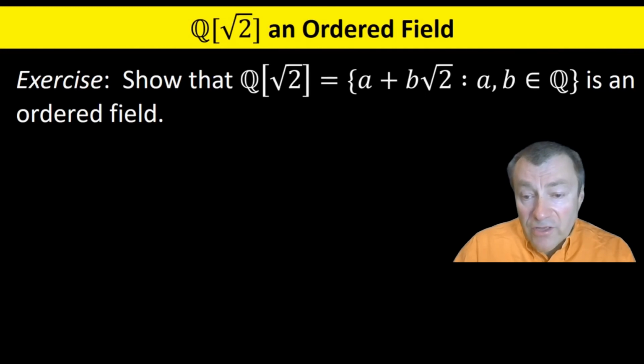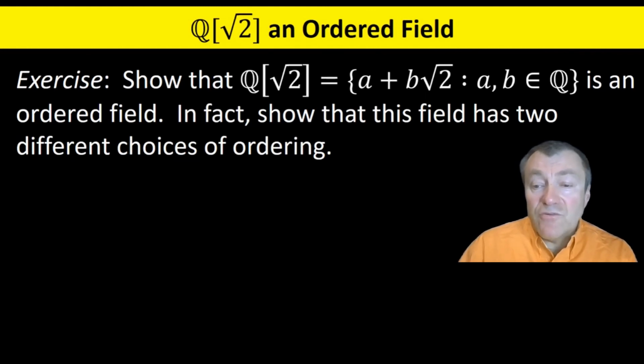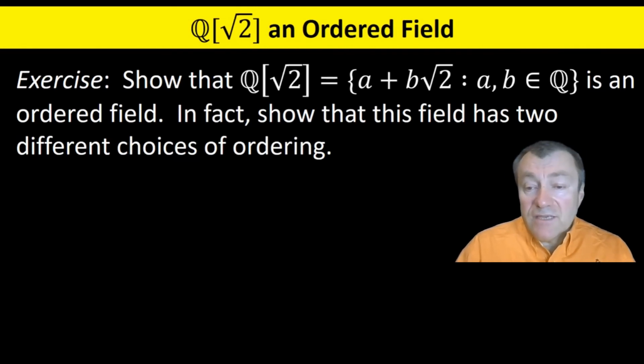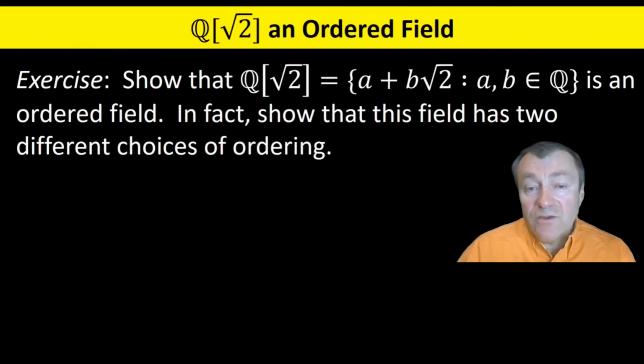Showing that it's ordered should be easy. But how about this? Actually showing that it has two different orderings. There are two different ways to define your partition of this field into positive, negative, zero elements, satisfying the algebraic requirements. Consequently, there are two different ways to make this an ordered ring. I'm pointing this out because the ordering is not required to be the, quote, usual one. You should have no preconceptions about what the ordering is.